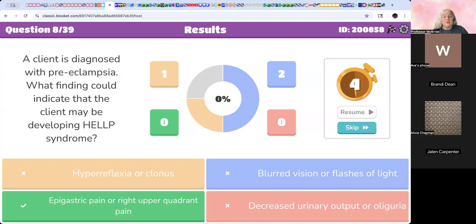Okay, so for this question, what finding could indicate she may be developing HELLP syndrome? This is going to be that involvement of the right upper quadrant pain, the epigastric pain. Seeing lab values, oh, sorry, no, you're right. But just on the question itself, of the choices, the epigastric pain, the right upper quadrant pain was the best choice. The blurry vision and the flashes of light, those can be things we see with preeclampsia in general. So that's not an indication that we're developing HELLP. Okay.